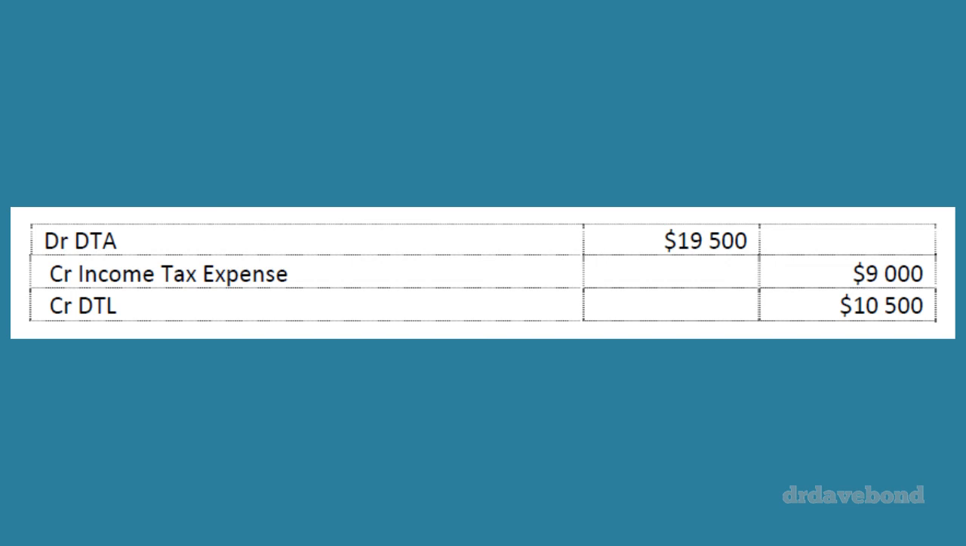You could quite happily do these as separate entries. You could do them as debit DTA 19,500, credit tax expense 19,500, debit DTL, debit tax expense 10,500, credit deferred tax liability 10,500 if you really wanted to. So we've recognized all of that.